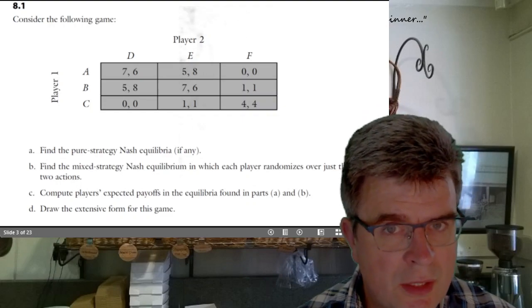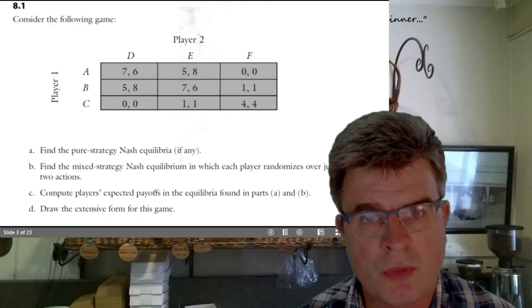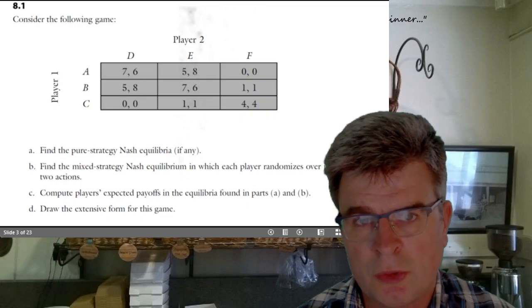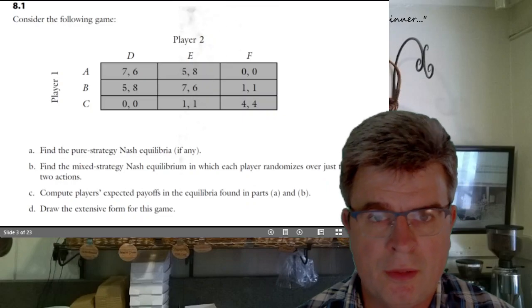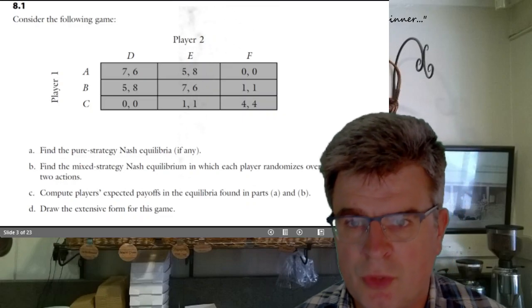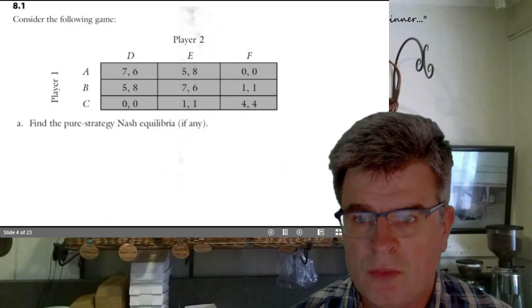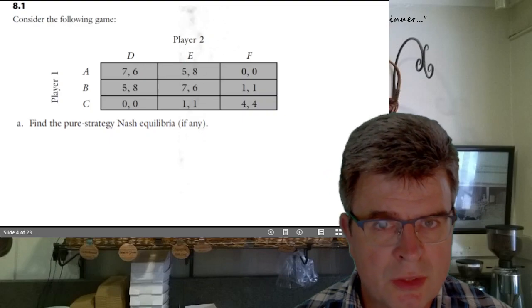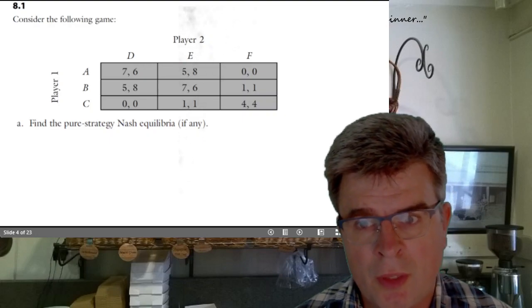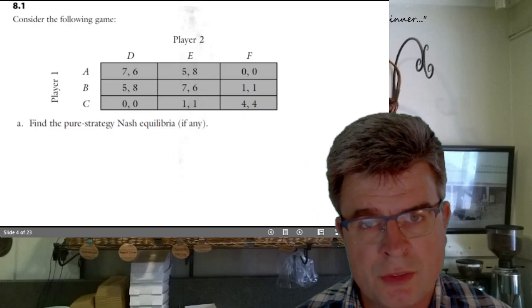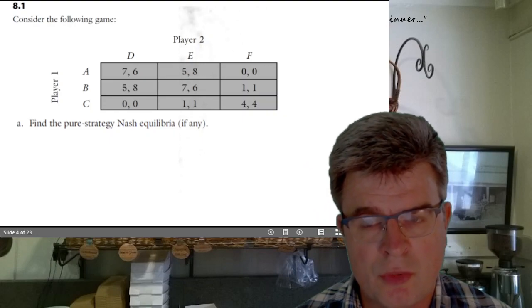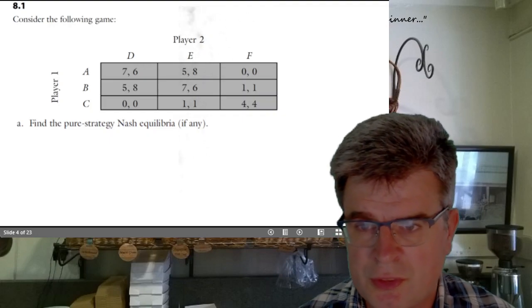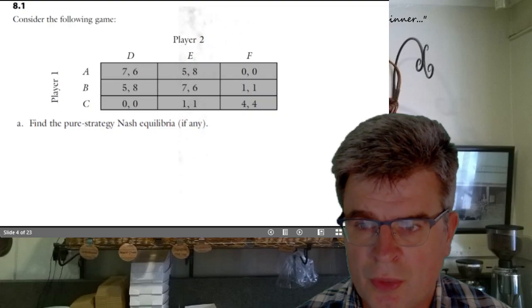And then the book also contains part D, to draw the extensive form of this game, but we will skip that sub-question, also because in the next question we will deal with the extensive form of a game. So you will get your practice. So find the pure strategy Nash equilibria, if any, and this asks us to find the best response for, say, player 1, given what player 2 does, and the optimal action by player 2 given the action of player 1. So we look for the best response functions, and in this case they look as follows.